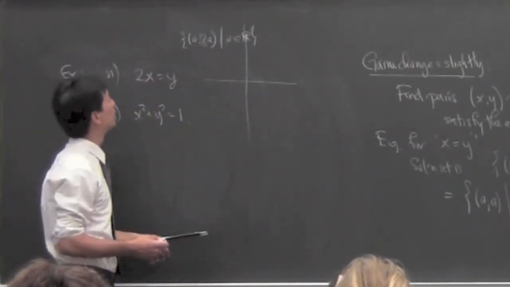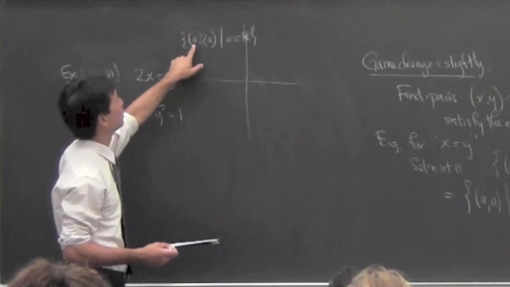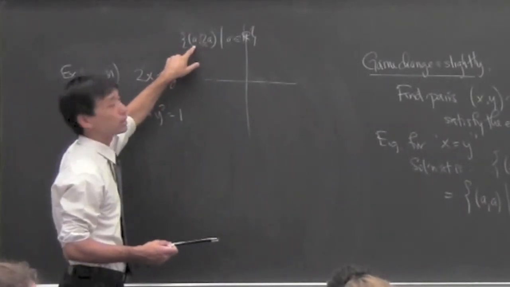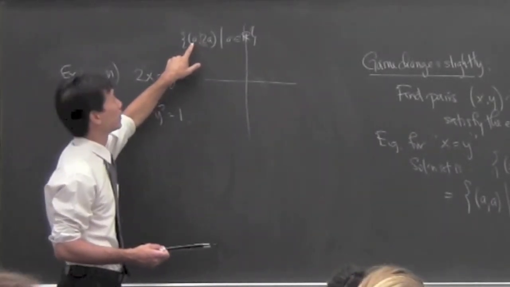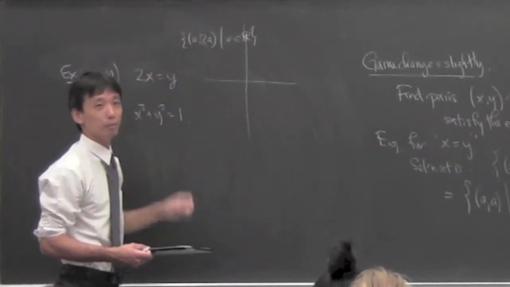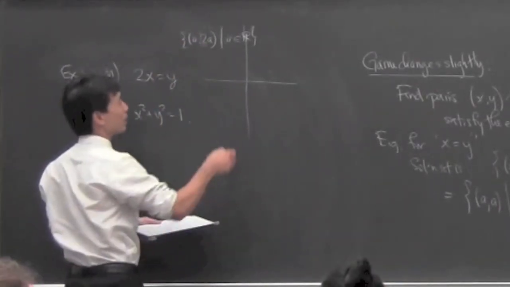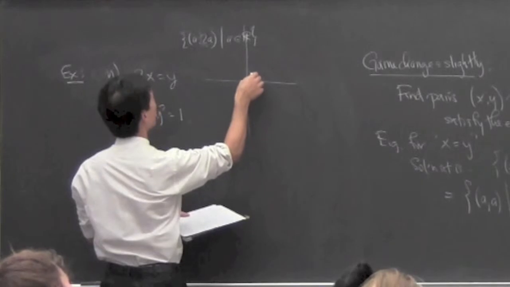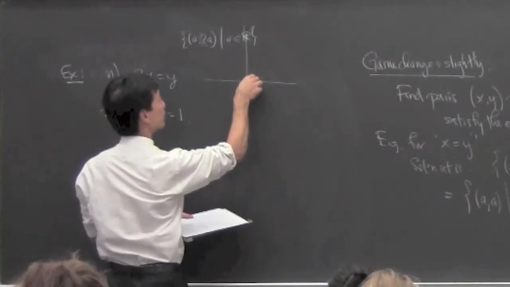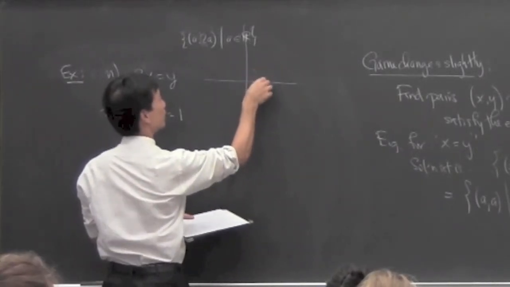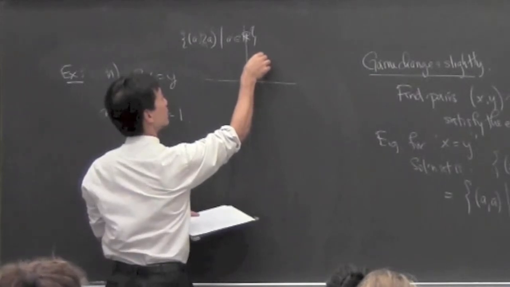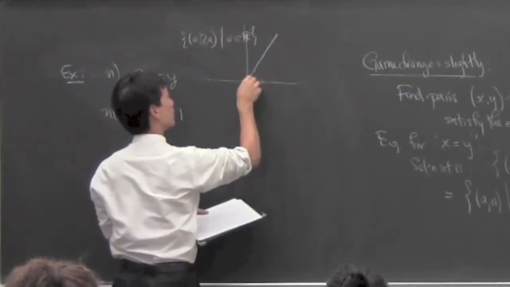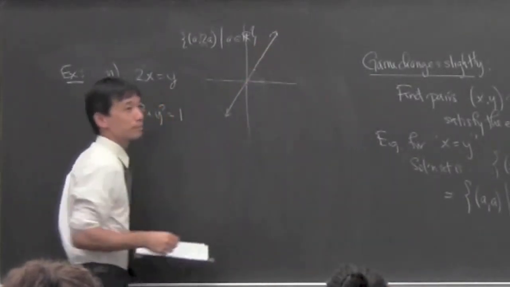You mean 2B, not 2A, right? No, the y coordinate should be twice the x coordinate. Oh, I see, okay. So A is the x coordinate, and 2A is the y. So the y coordinate is always going to be double the x coordinate. Here's the x coordinate, then this must be the y. You see what it looks like.